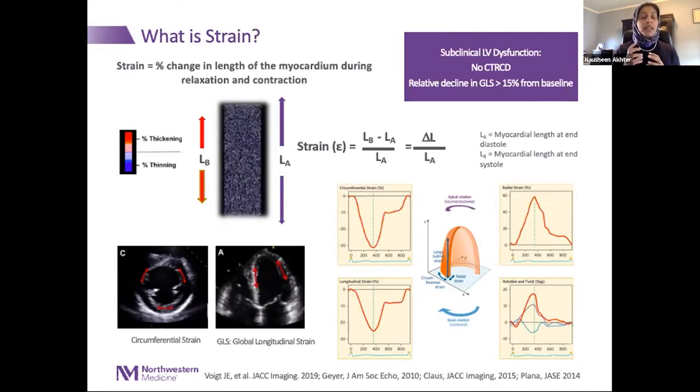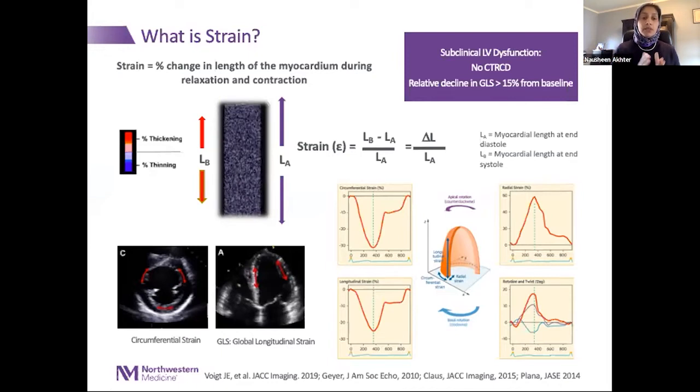The speckles are tracked in 3 vectors: the longitudinal vector on the long axis images, and then circumferential and radial strain can also be obtained on short axis images. However, we only clinically report the global longitudinal strain as it's been shown to be the one that is most clinically robust. The endocardial fibers in the myocardium run in a longitudinal pattern, and those are most sensitive to chemotherapeutic changes. So these changes happen first.